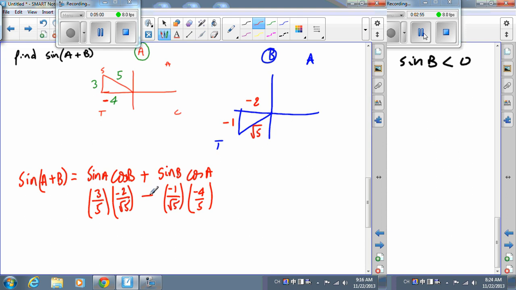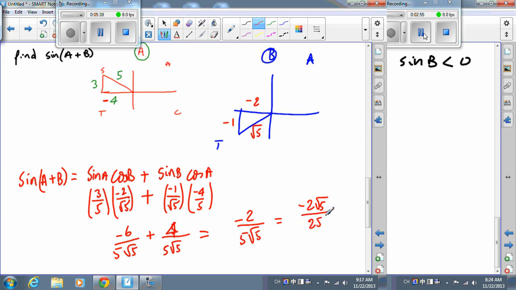And all I have to do is multiply and add. If I multiply on top here, I get negative 6 over 5 root 5. Plus, I multiply here, and I get 4 over 5 root 5. I will not try to simplify anything. I will just go ahead and combine. 4 minus 6 is negative 2 over 5 root 5. You do not need to rationalize at this point, but if you wish to do so, this is equal to negative 2 square root of 5 over 25. I can take any of these two answers.